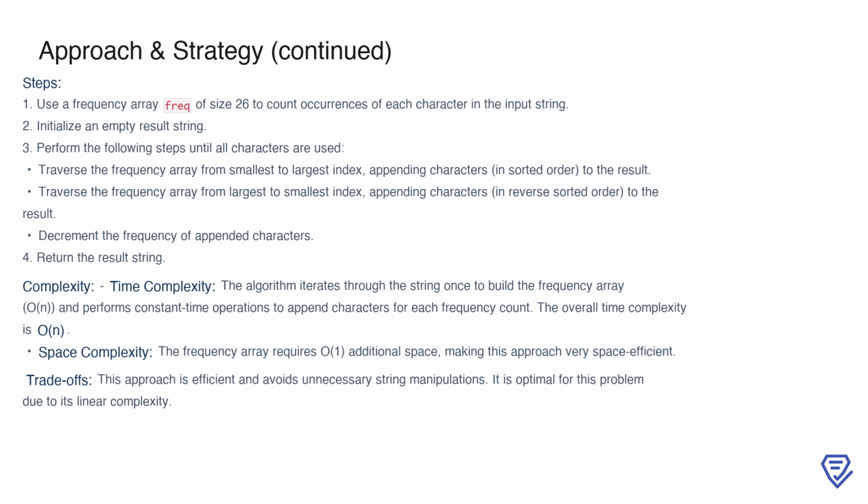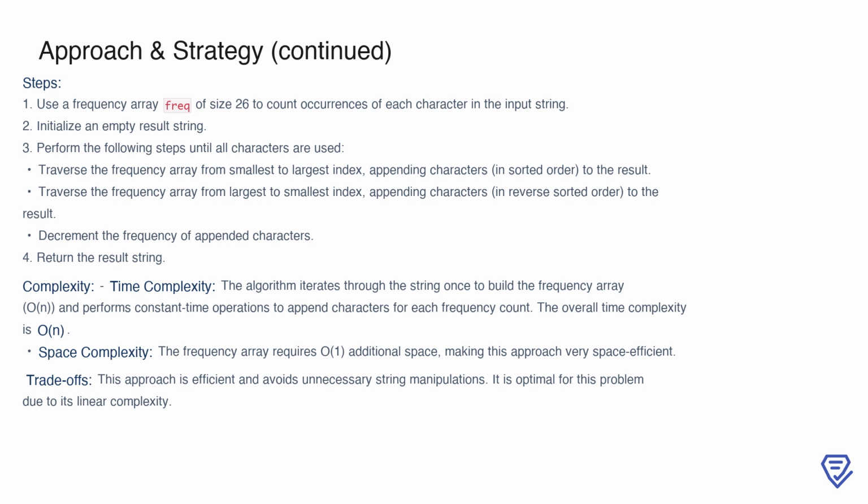Once the frequency array is prepared, we initialize an empty result string and alternate between traversing this array in ascending and descending order. During each traversal, we append characters to the result while decrementing their frequency in the array. This ensures that we process characters in the required order, smallest to largest, then largest to smallest, until all characters are used. The efficiency of this approach lies in its simplicity.